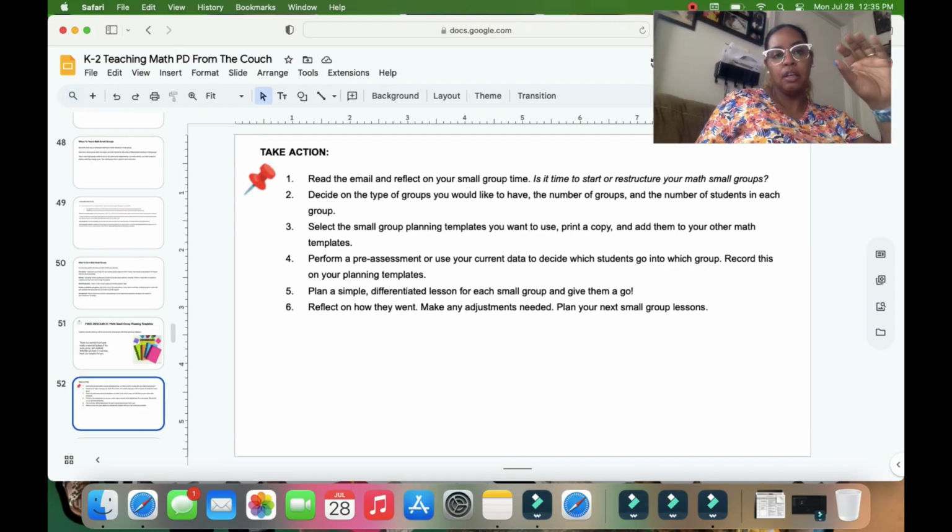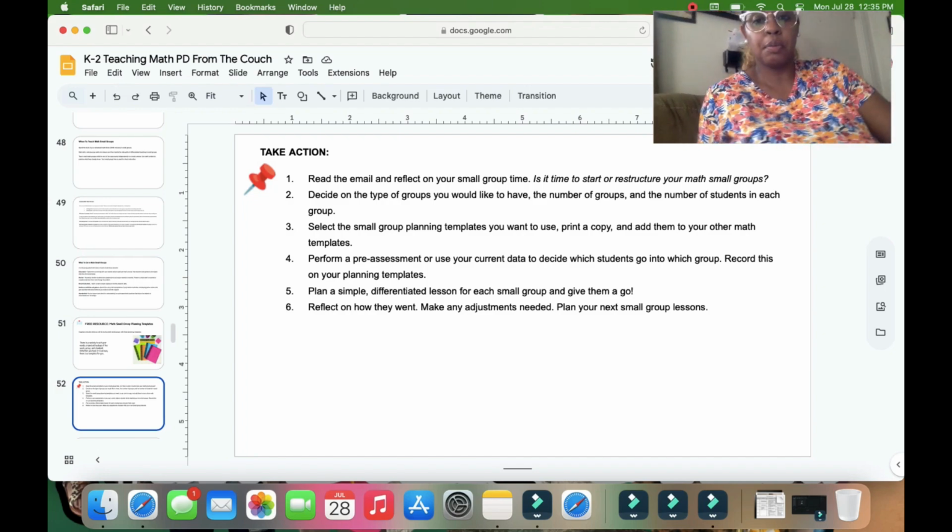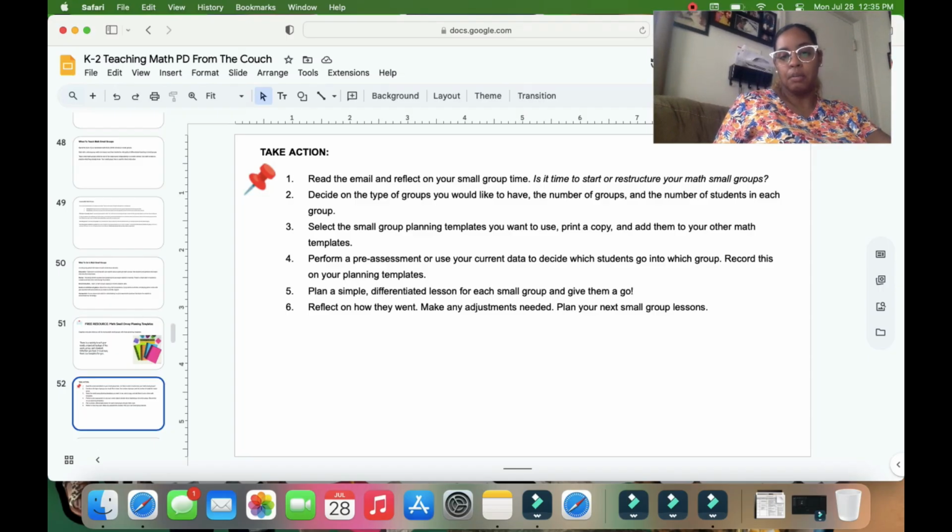So in this one, it just wanted me to take the action of reading the email and reflecting on my small group time. And then, of course, deciding on the type of groups that I would like to have, the number of groups and the number of students in each group, and then the number of small group planning templates, print a copy and add them to your other math templates, and perform a pre-assessment to use your current data to decide which students go in which group, and then record this on your planning templates. You can plan a simple differentiated lesson for each small group and then give them a go, and then reflect on how they go, and then always make any adjustments as needed, and then plan your next small group.